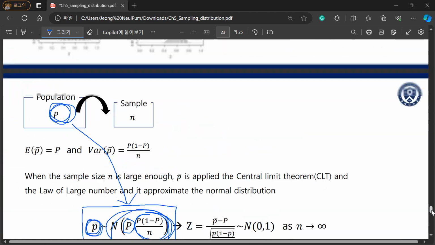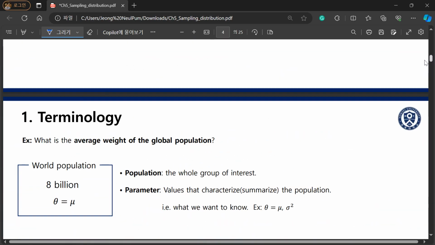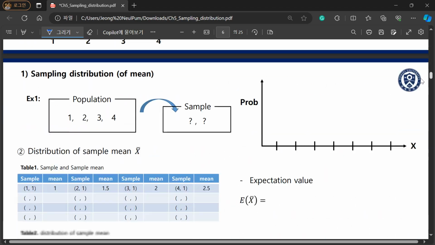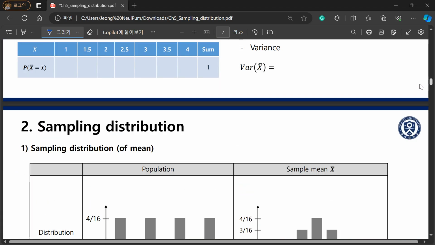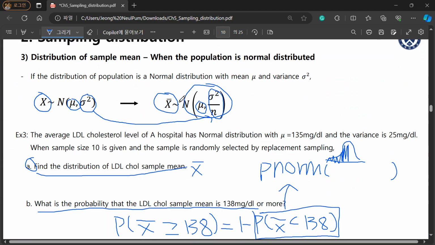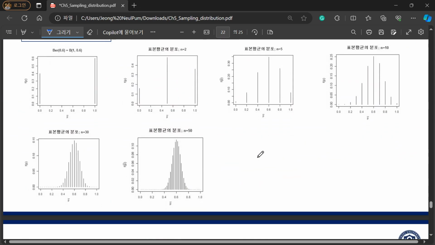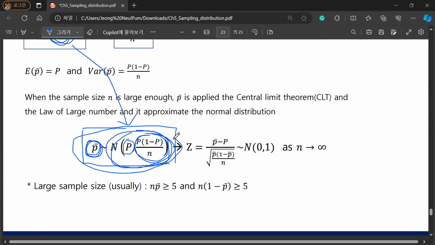Actually, this is very easy. What you have to remember is that even if we start from any unknown distribution, our sample mean always follows this distribution, and our sample proportion always follows this distribution, as long as we know the mean and sigma.